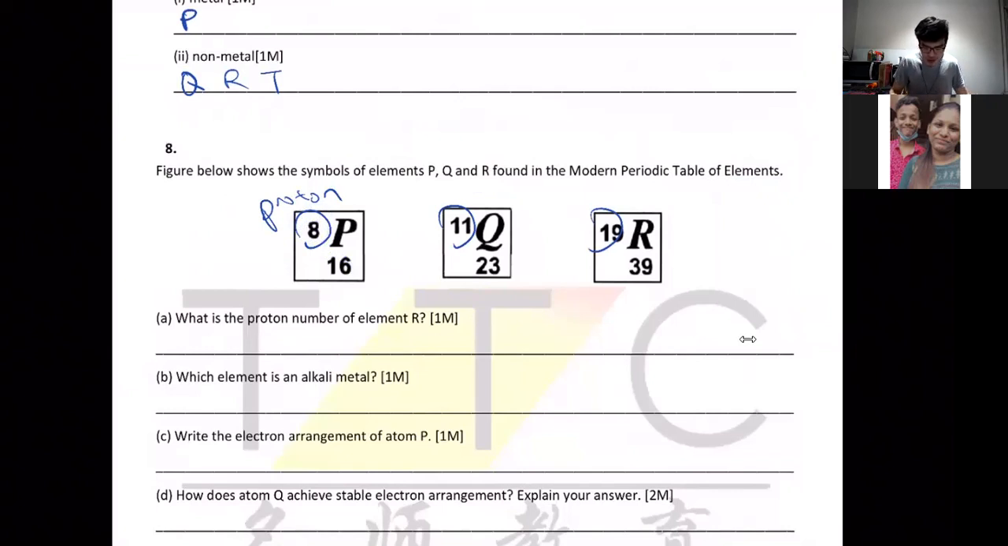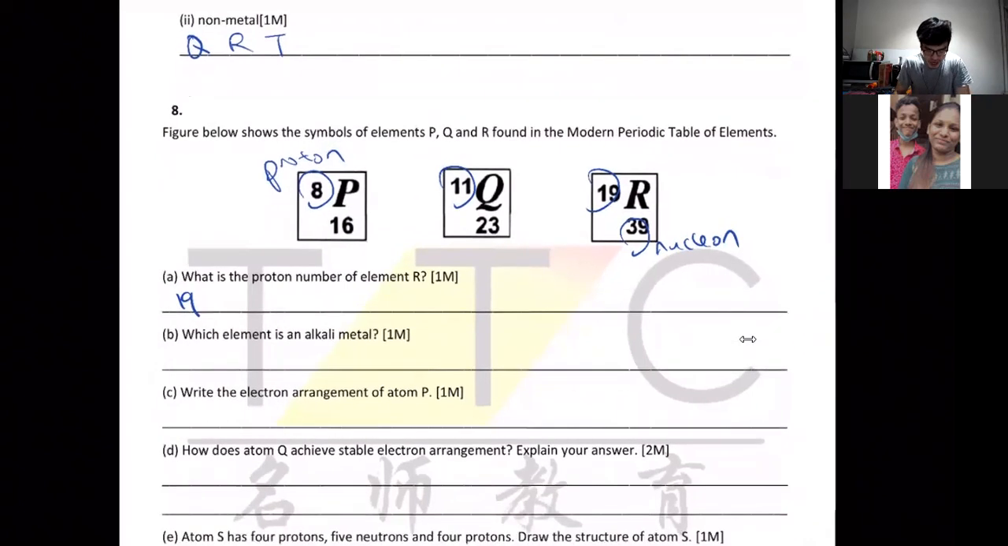So what is the proton number of R? Well, that will be 19. Okay, the one down here is the nucleon number. So to get the neutron number, you need to take nucleon minus proton. You minus away the positive one, then you are left with the no charge one, which is the neutron.